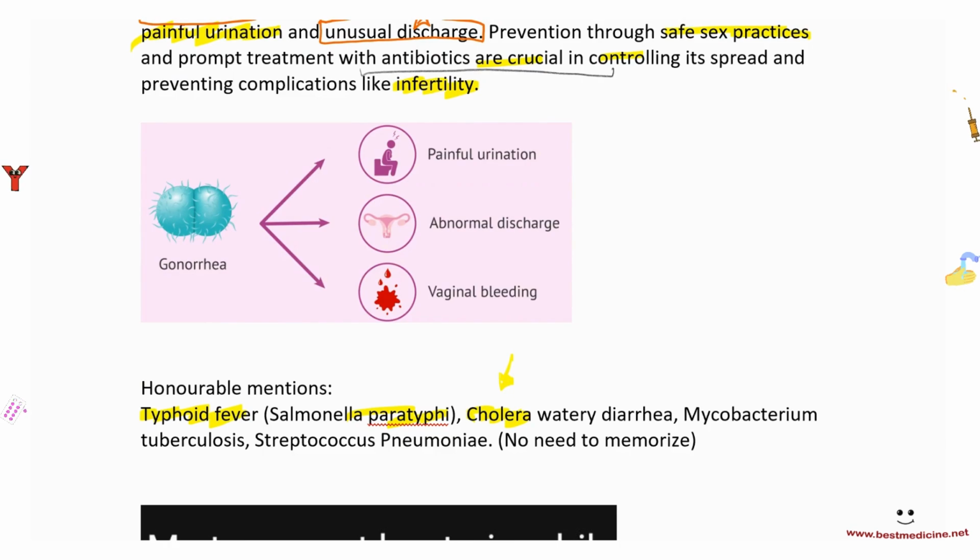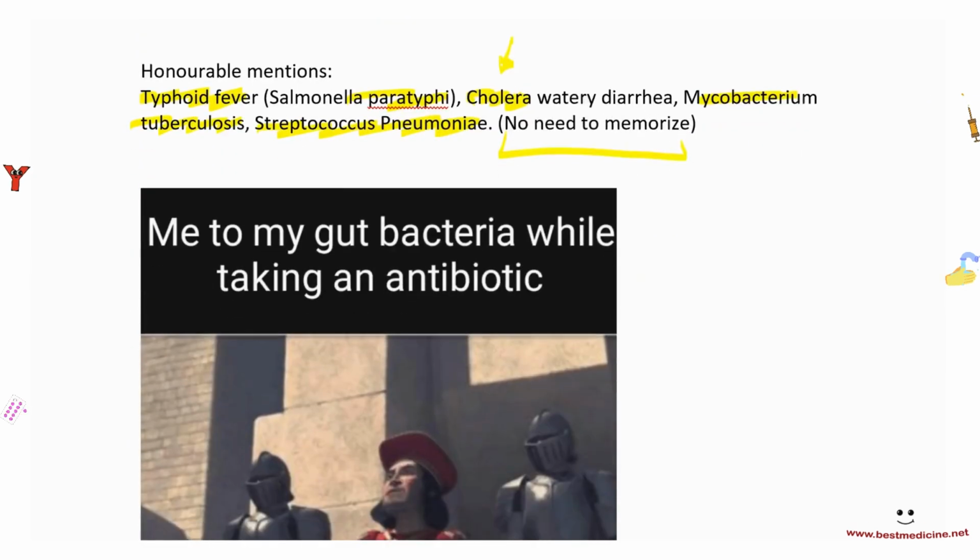Then the other one is Mycobacterium tuberculosis. This causes TB. Streptococcus pneumonia is the most common cause of pneumonia in humans. Okay. Of course, we don't need to memorize any of these because these are just honorable mentions.